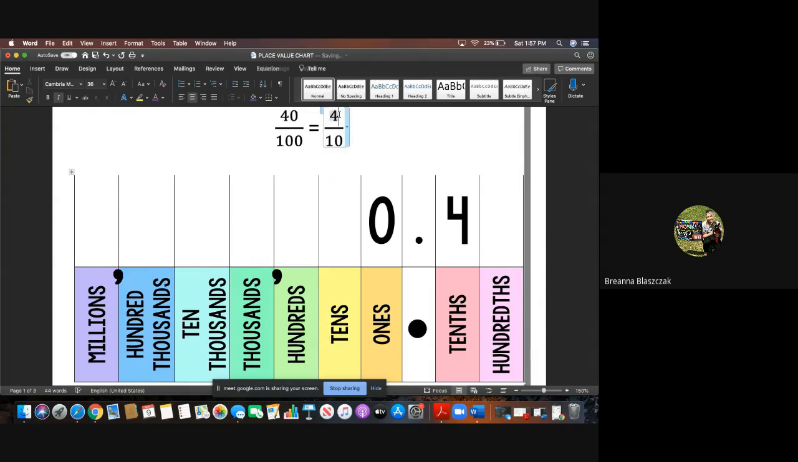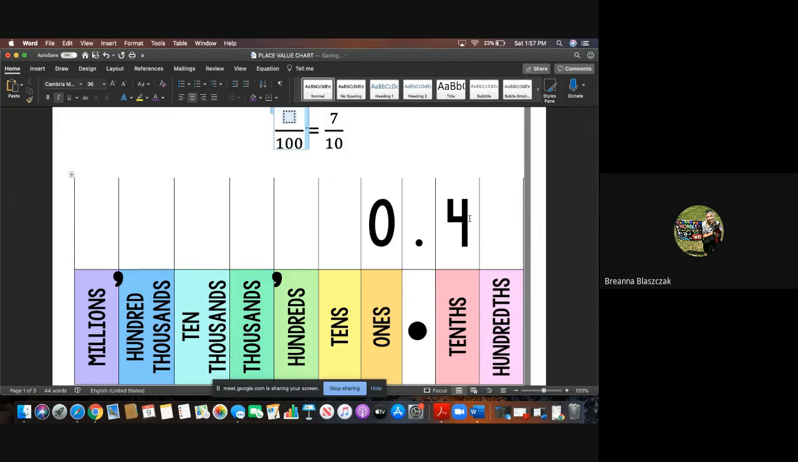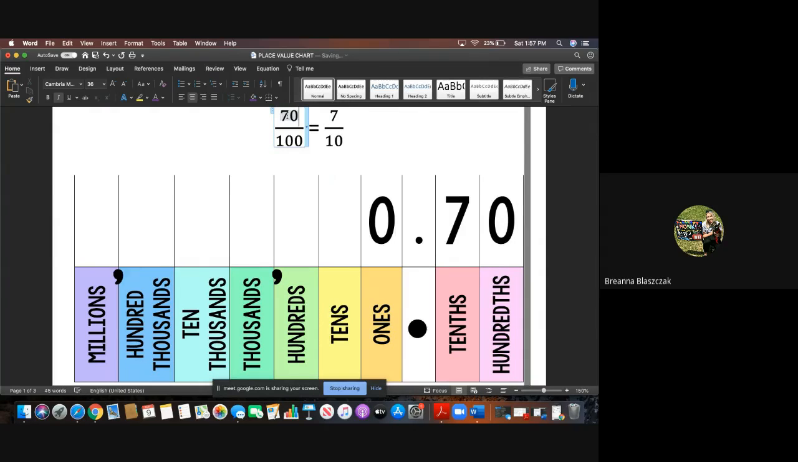So if we try another one, if we had 7/10, we have 7 in our tenths spot, and that would be equivalent to, if we wanted to add a 0, 70 100ths. And that's kind of like if we wanted to look at money, if we had $4.7, usually we'd want to make that into the hundredths, so $4.70. The 7 is still in the tenths spot.